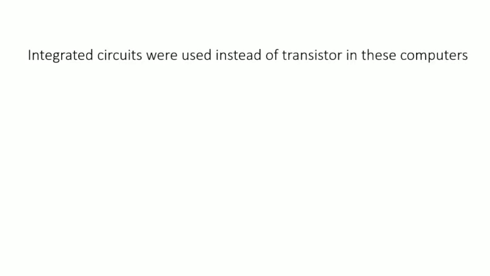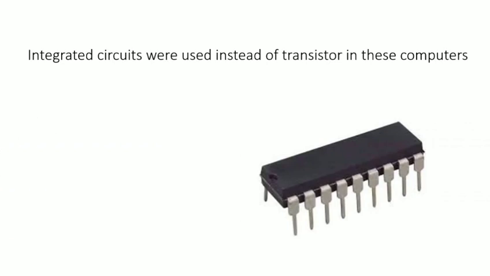Integrated circuits were used instead of transistors. Here we have a picture of an integrated circuit. So you can say that first generation computers were based on vacuum tubes, second generation computers were based on transistors, and third generation computers were based on integrated circuits. In short, we can call them ICs.